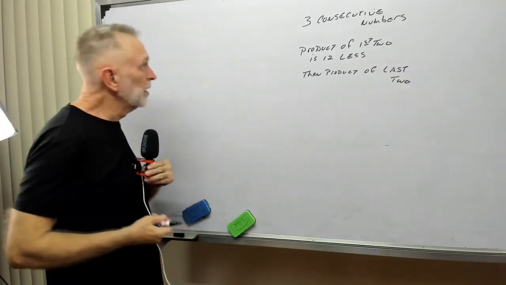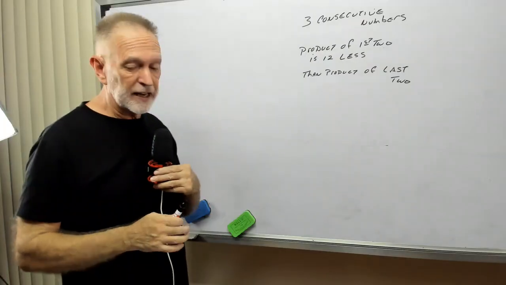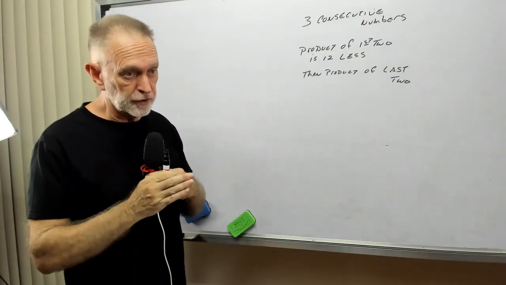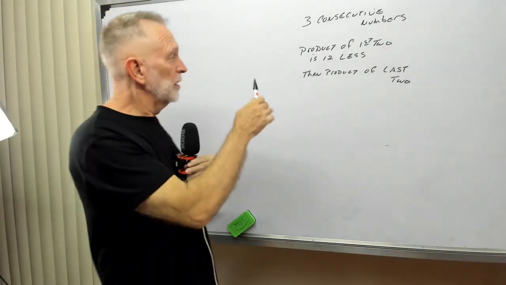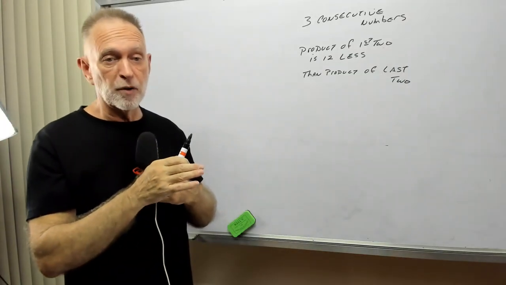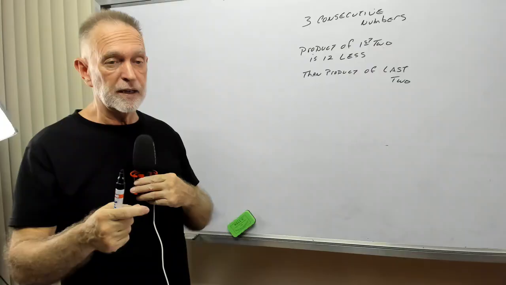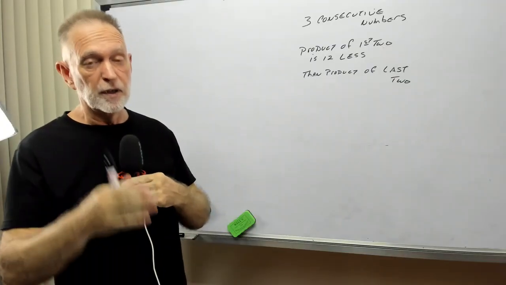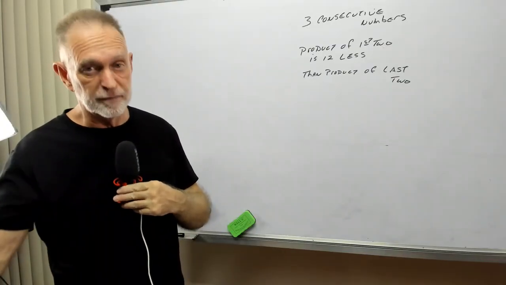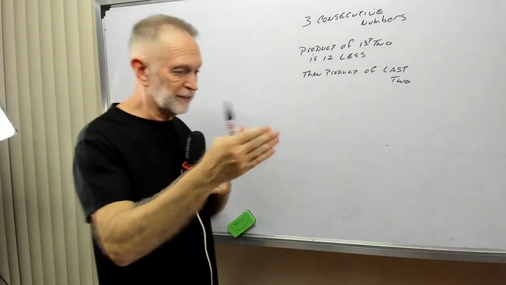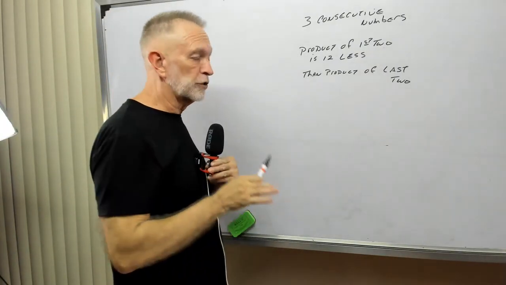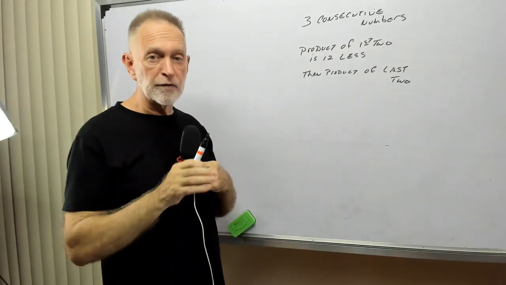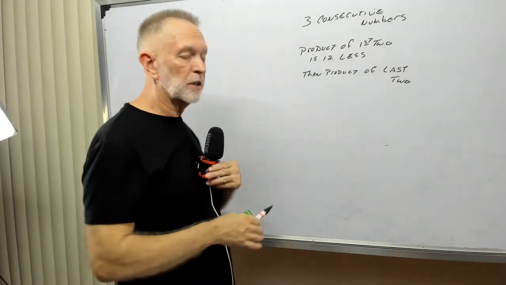All right, we have 3 consecutive numbers. That means one right after the other, okay? And these are the 3 consecutive numbers. If I have, say, a 10, and these are integers, 10 plus 1 is 11, 12, 13, so they're consecutive, one after the other.